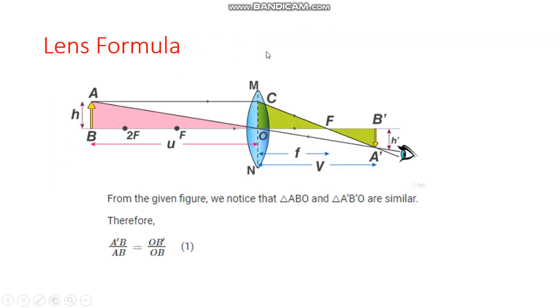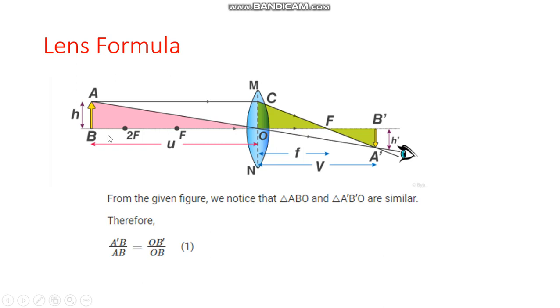Lens formula. A convex lens is shown as in the figure. This 2f means the center of curvature, and the object AB has been placed beyond that. Now, in our previous discussion, we have seen that an image is formed between f and 2f. So here we are trying to derive an equation, like what we did in the mirror case, for the interrelationship between the image distance and the object distance with the focal length.